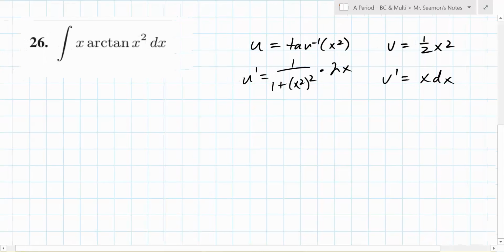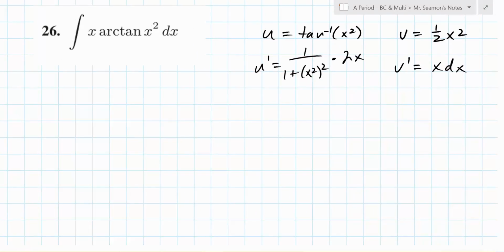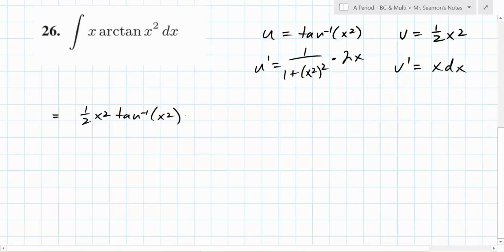Great. So let's see if this actually gets us to some place that's helpful. We spent 15 seconds so far. So it's u times v. What's that going to be? 1/2 x squared tan inverse. Do we really care if this part is ugly? No. Why don't we care if that part's ugly? It's just there. We're not integrating it, right?